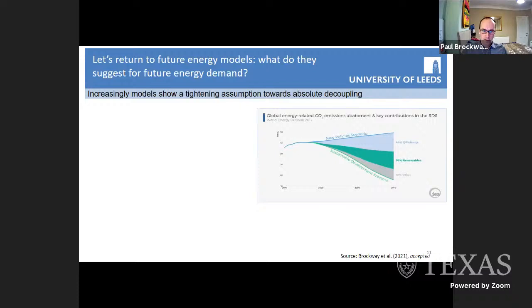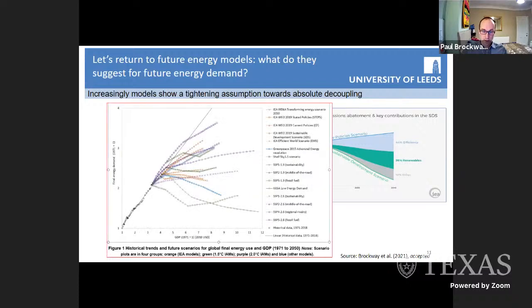What we find is that, increasingly, models are tightening their assumptions towards absolute decoupling. So this is nearly hot off the press. This is a paper that we've been working on, on and off, in the last two, maybe nearly three years since its original gestation. These things tend to have quite long periods of time to formulate.